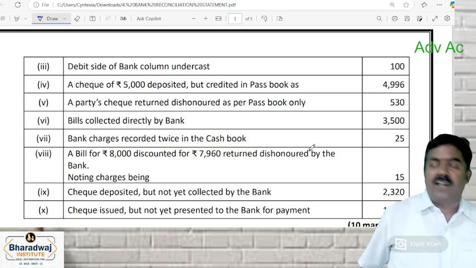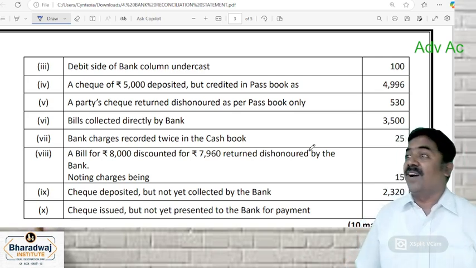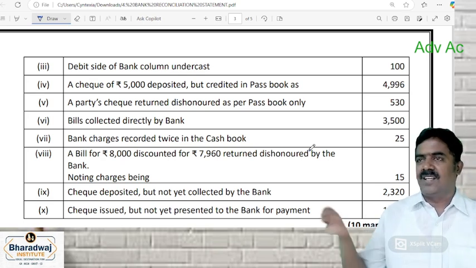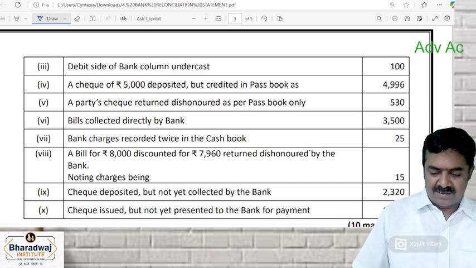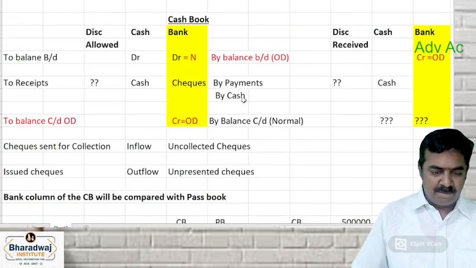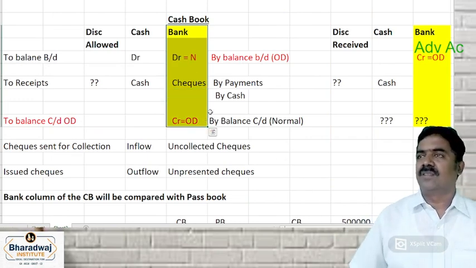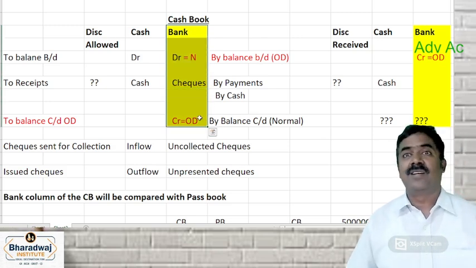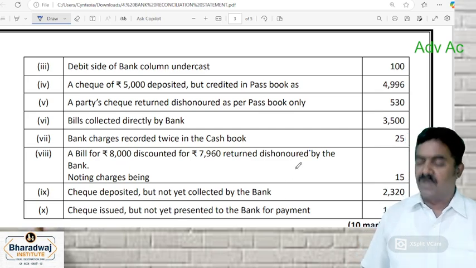Debit side of the bank column is understated. Debit side of the bank column means what in the cash book? Which side? Bank column debit side means deposit side. Have they put more amount or less amount? Customer has entered a lesser amount. Who entered the lesser amount? Customer. What should we do? We should also reduce it.